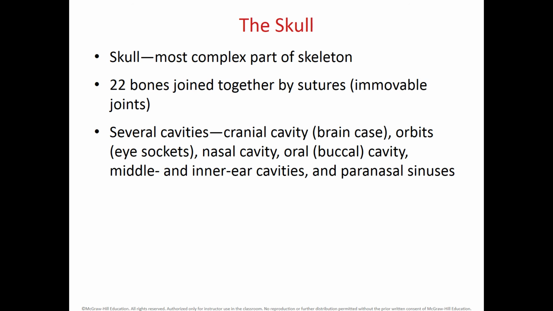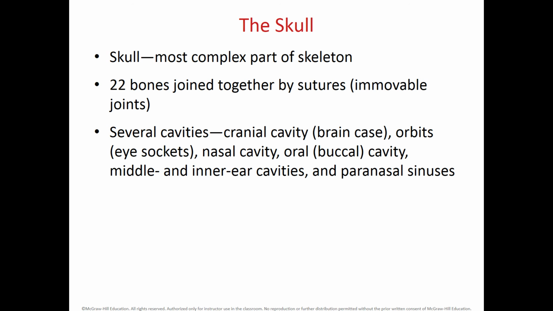We have several cavities within the skull, and they are the cranial cavity or brain case. We have the orbital cavity or orbits, which are eye sockets. We have the nasal cavity. We have the oral or buccal cavity, which is our mouth. And then we have the ear cavities, which are subdivided into middle and internal, and we have also the paranasal sinuses.